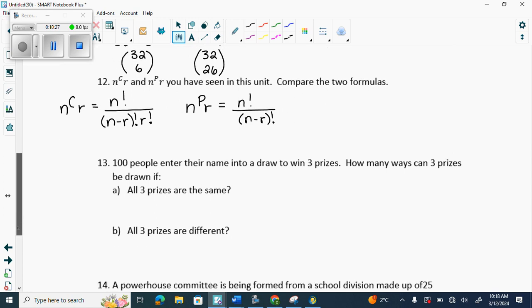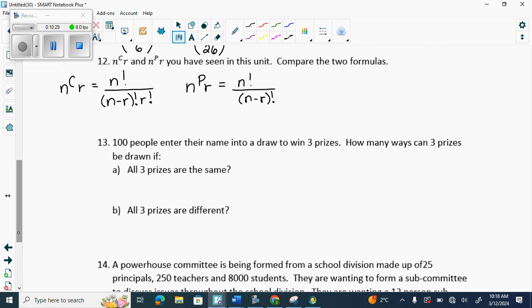Okay, number 13. 100 people enter their name into a draw to win 3 prizes. How many ways can the prizes be drawn if all 3 prizes are the, yep.